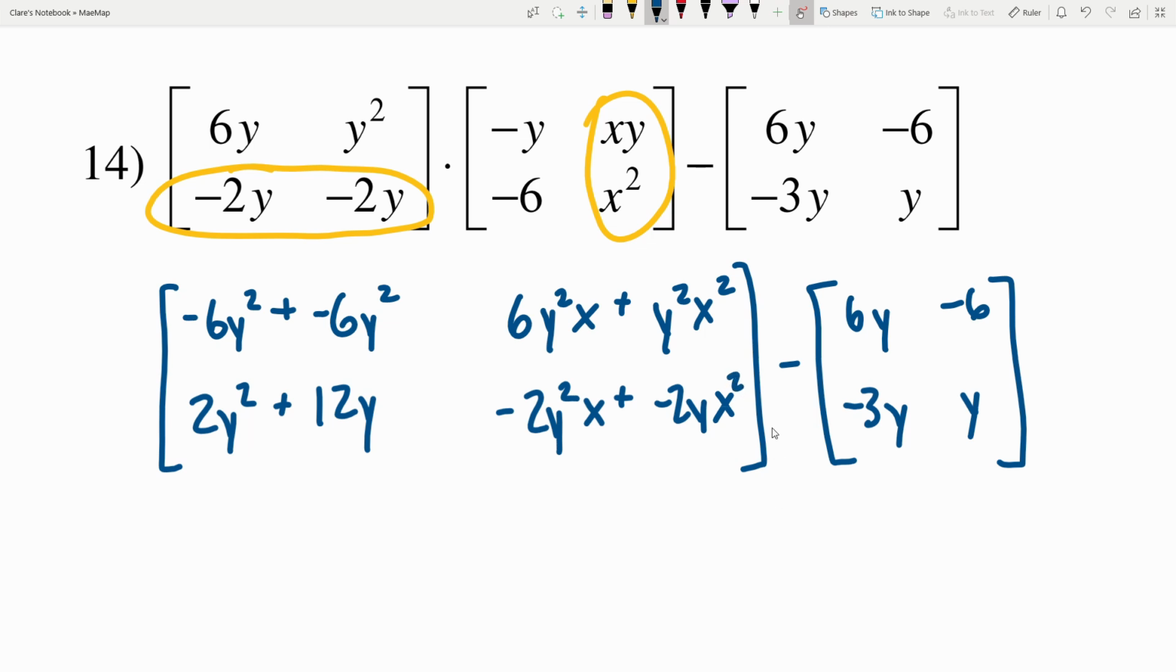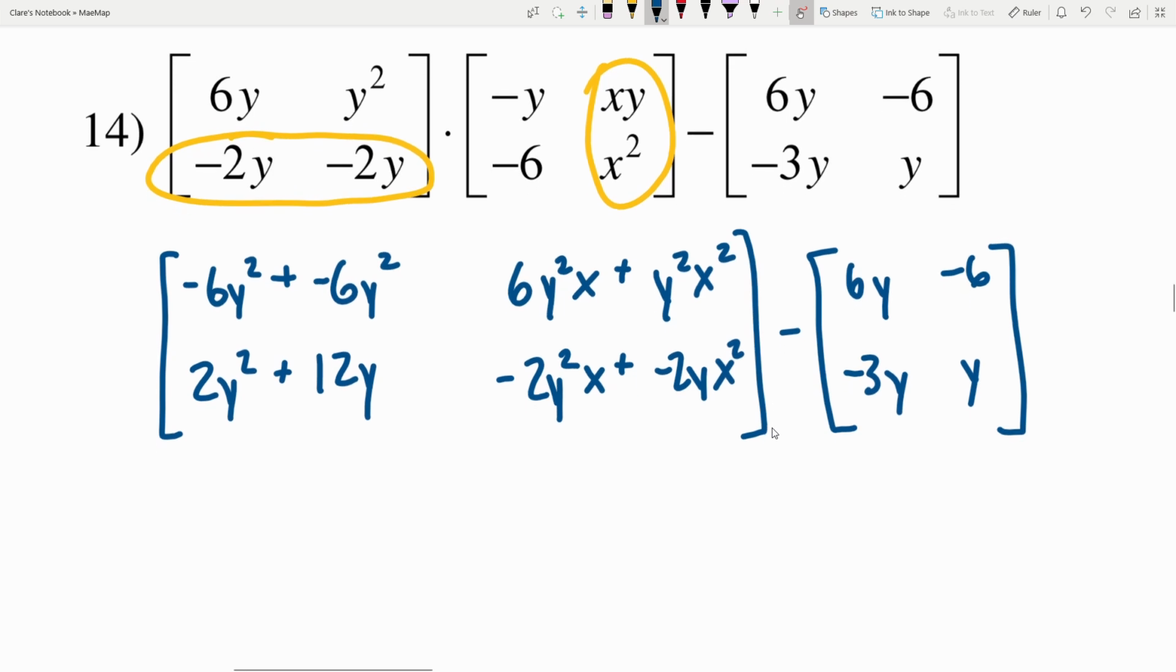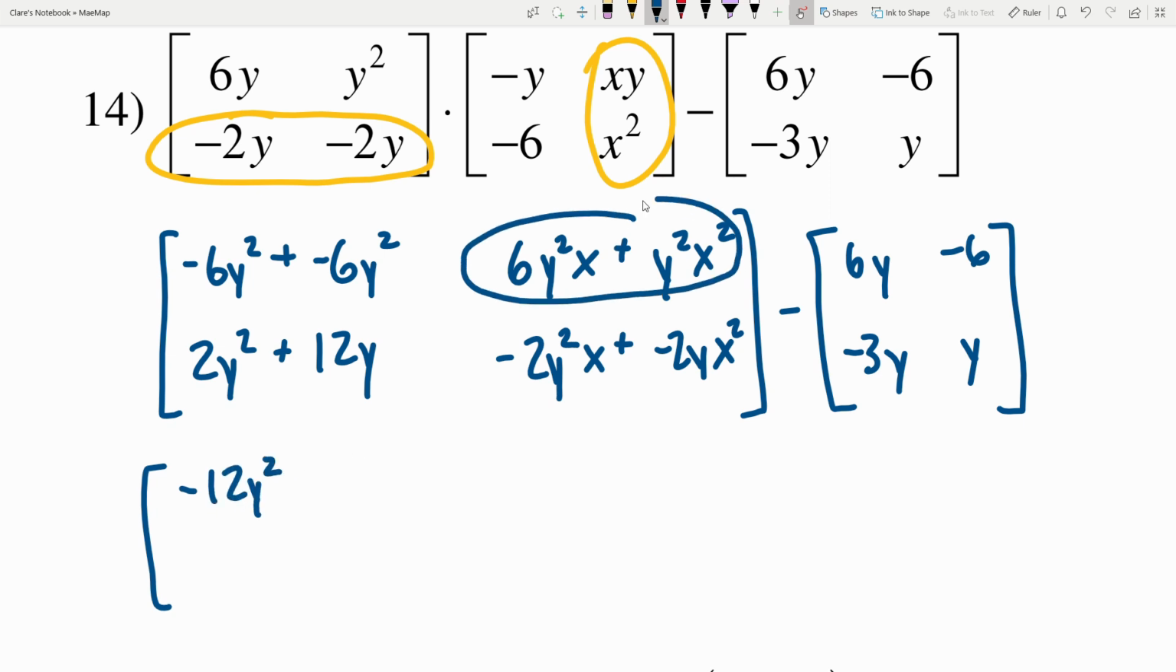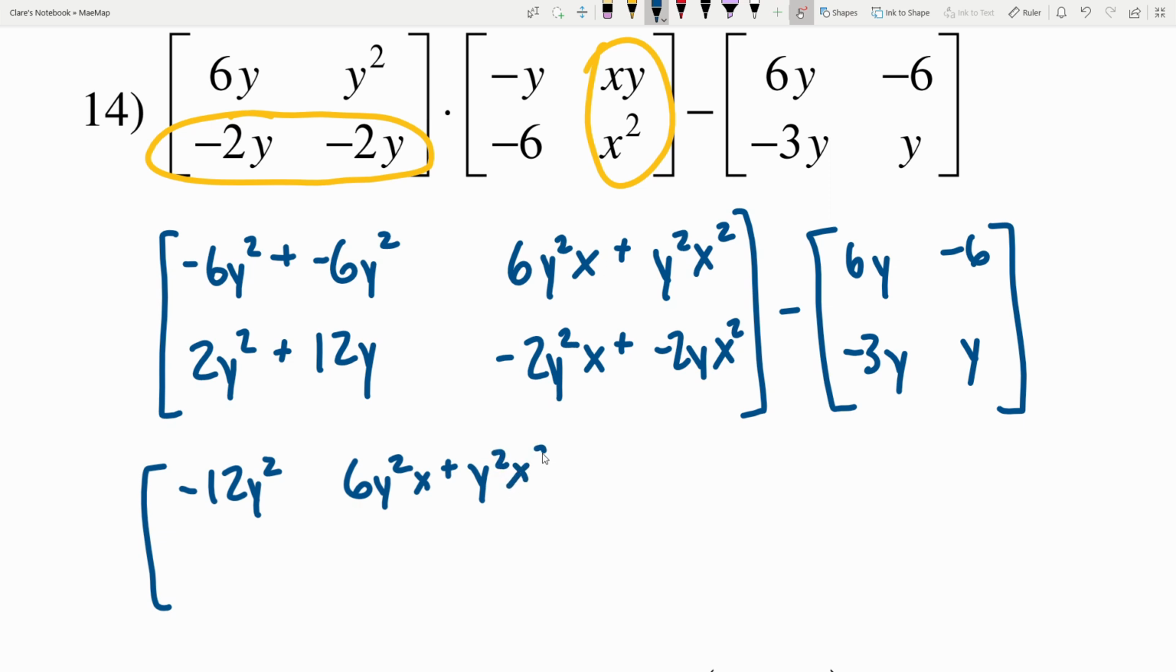So before I go ahead and subtract, I'm going to simplify my matrix that I just computed. So I'm going to do negative 6y squared plus negative 6y squared. Combining those like terms is a negative 12y squared. And then 6y squared x plus y squared x squared cannot be simplified any further. So I'll rewrite that as 6y squared x plus y squared x squared. Because all of my exponents do not match, I cannot add those terms together.